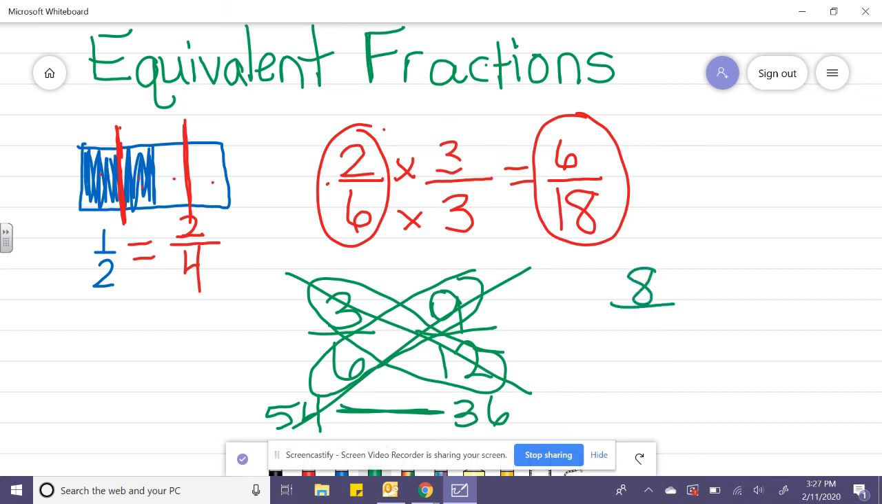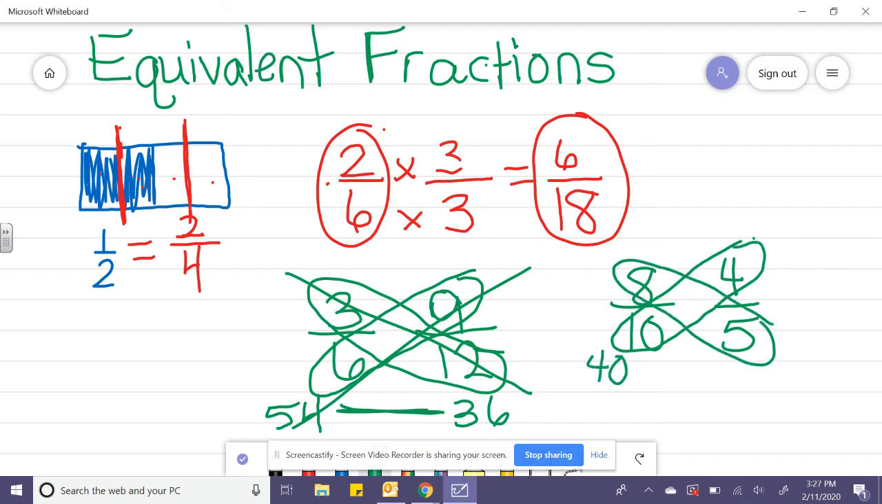Let's say they give us 8/10 and 4/5, and they're asking us if that is equivalent. Well, we do the butterfly method. 10 times 4 is 40. 8 times 5 is 40. So yes, 8/10 and 4/5 are equivalent fractions.